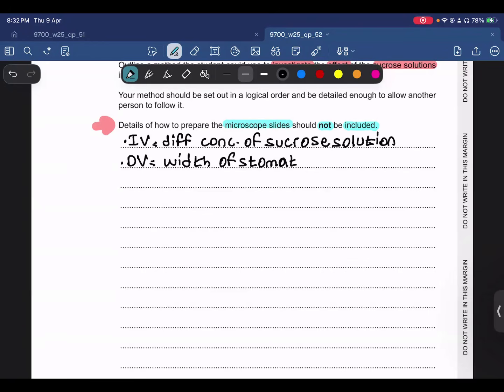For the method, we are going to leave the tissues in the sucrose solutions for the same time. Okay.